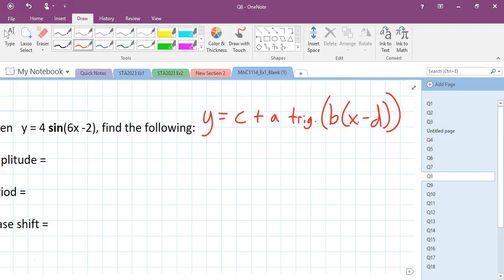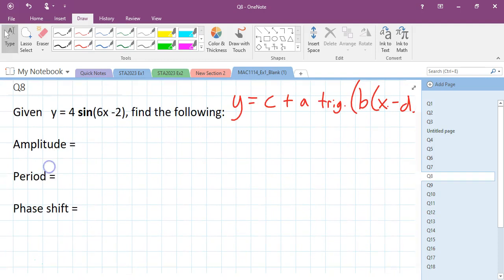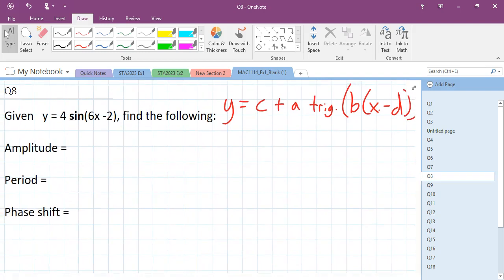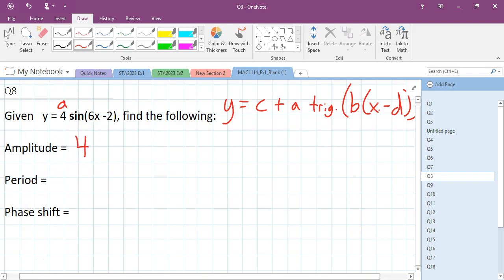Okay? So this is a multiple choice question for you. But all we have to do is fill in this information, even though it's not multiple choice, and figure out which one it is. So the first thing is the amplitude. Who controls amplitude? A, B, C, or D? A. So do I have an A value up here? Absolutely. It is 4. So that means the amplitude is 4, which is how high our waves go. So our waves would go up to a positive 4 and down to a negative 4.